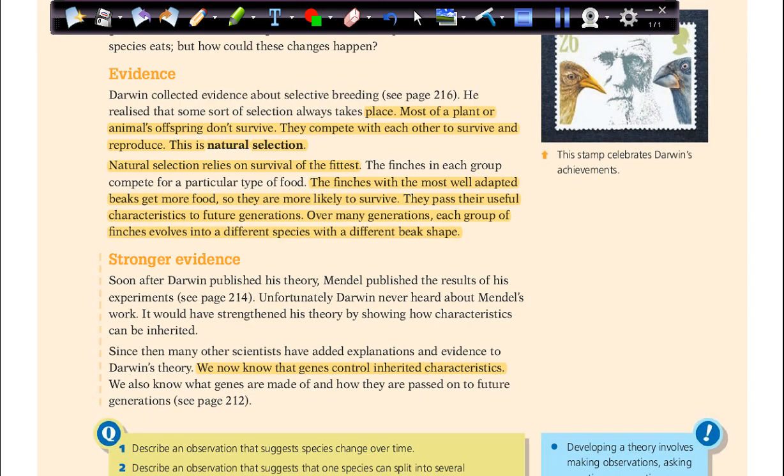And he was still asking, how could these changes happen over time?